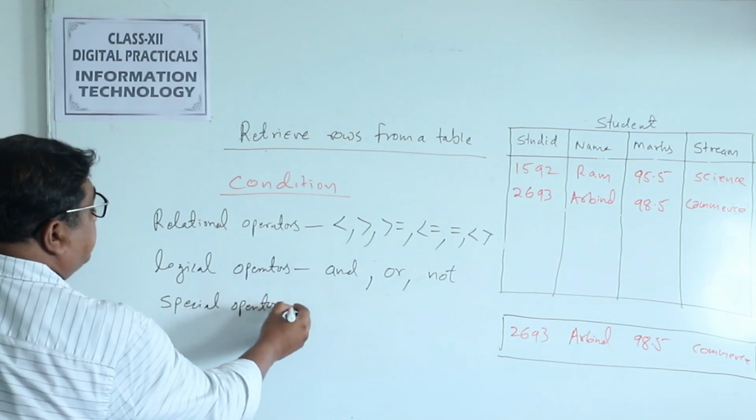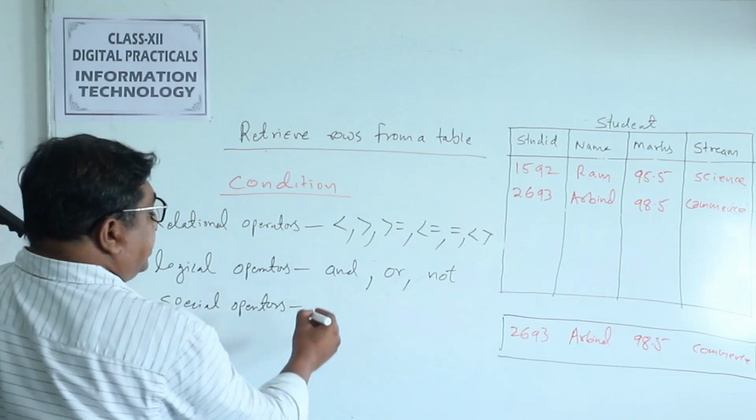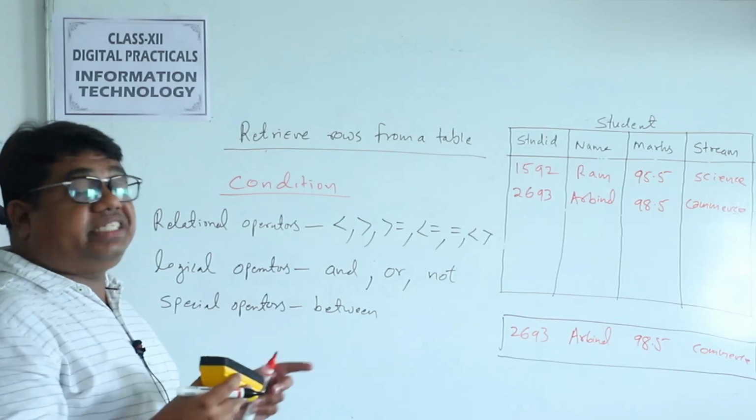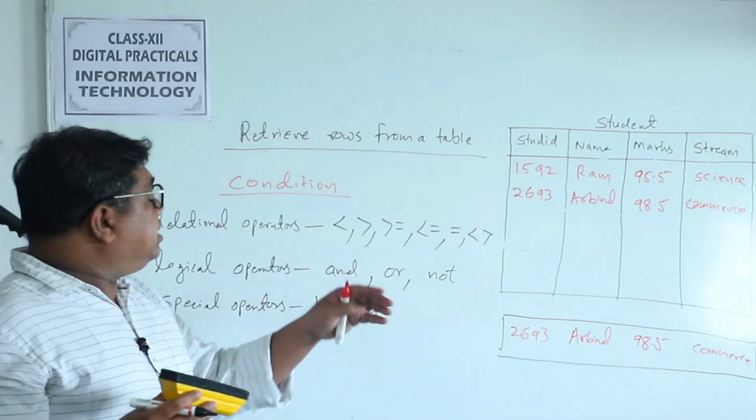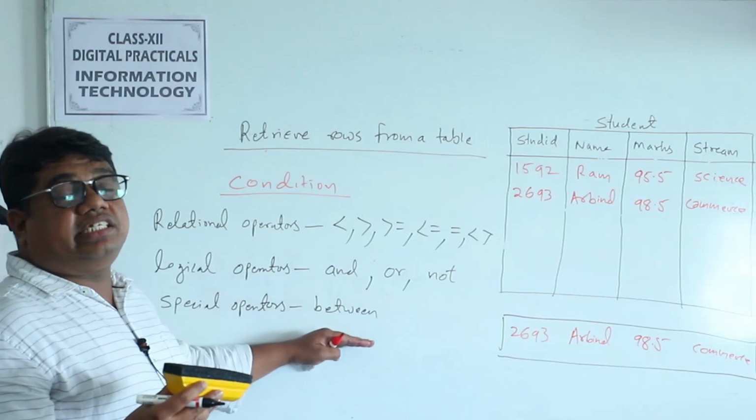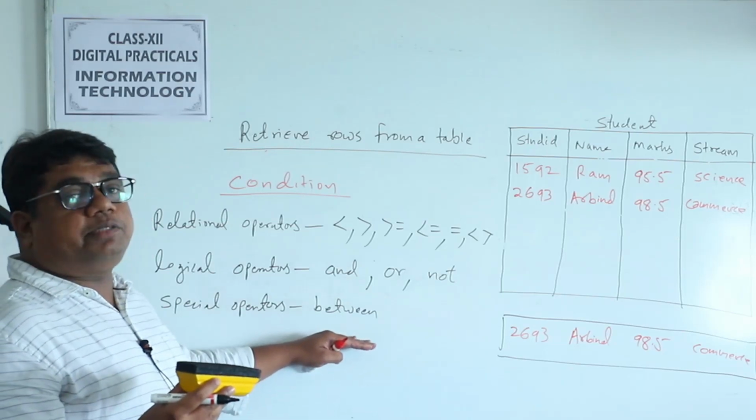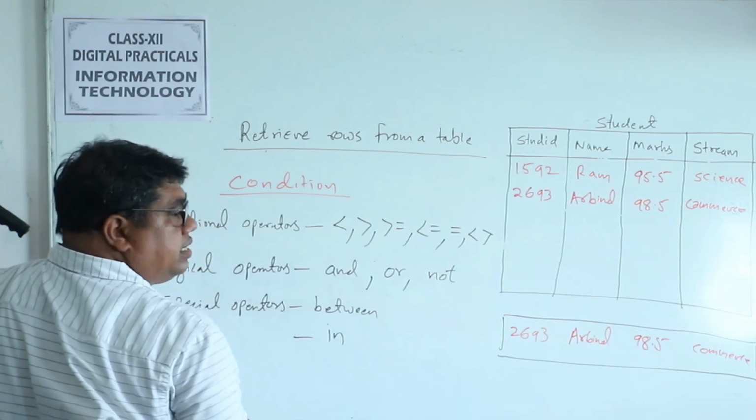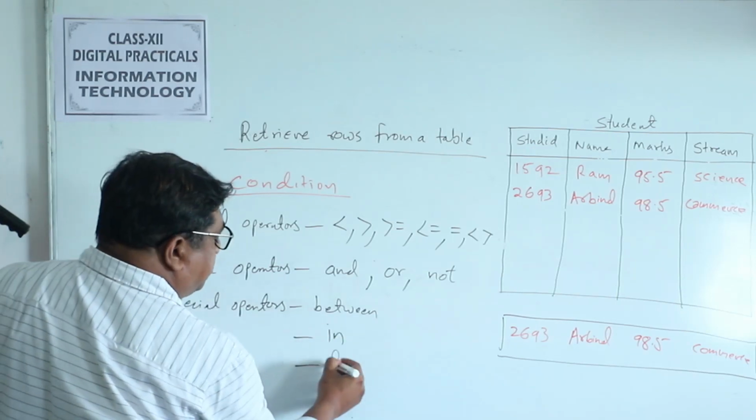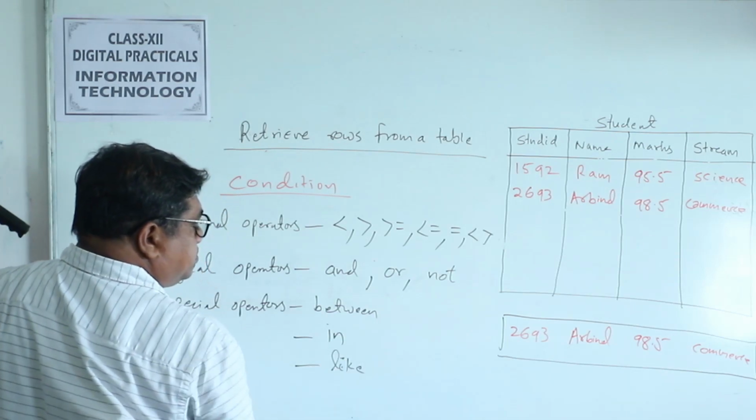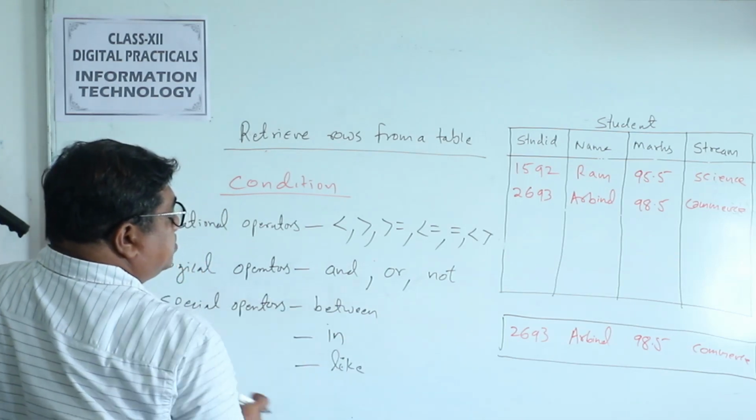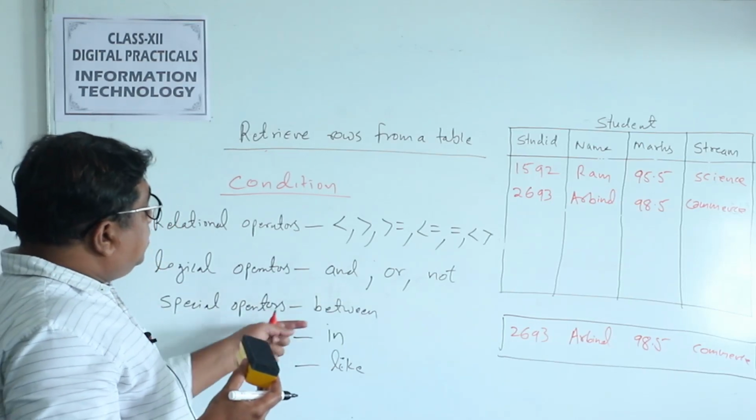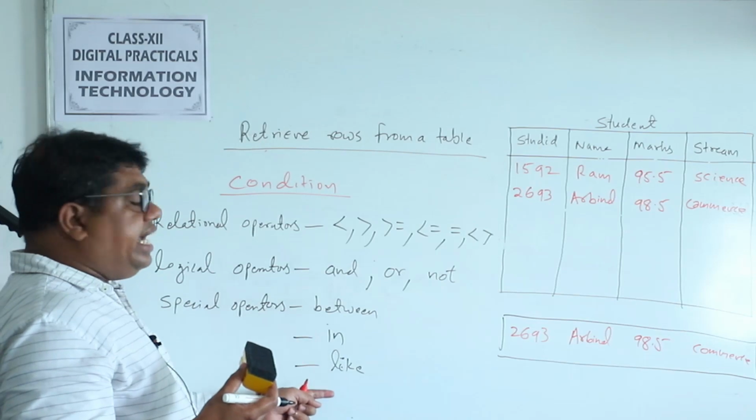What are those special operators? See, we have BETWEEN. BETWEEN is not a keyword, it's an operator that we write after WHERE, in a condition. And we have IN, which is another operator. We also have the operator LIKE. So these are the special operators available in SQL: BETWEEN, IN, and LIKE.